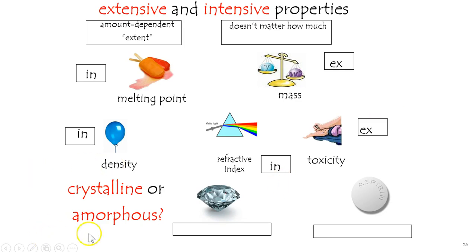Let's also consider whether a substance is crystalline or amorphous. So that's an easy one. This diamond is highly crystalline. This pill is just kind of opaque and not shiny. That's known as amorphous, that dull sort of appearance.